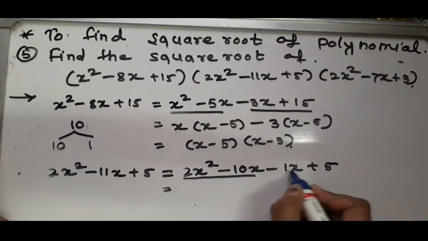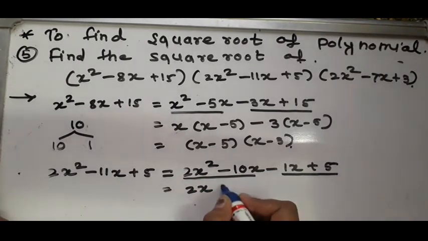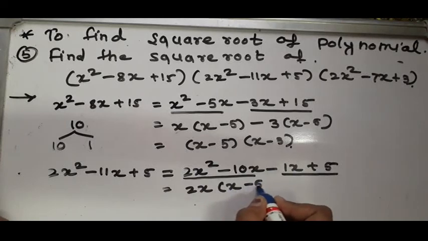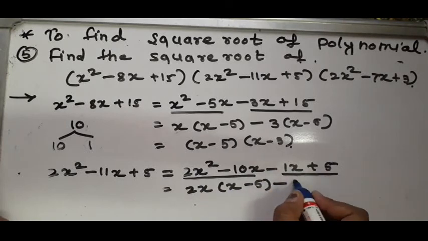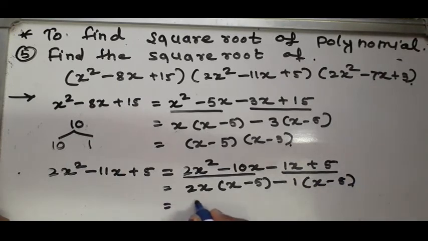Again group of two numbers. From the first group 2x can be taken as common. It will remain x minus 5. Minus, in this group I can take 1 as common. Then x minus 5 will be in the other bracket. So it will be x minus 5 in one bracket and 2x minus 1 in another bracket.